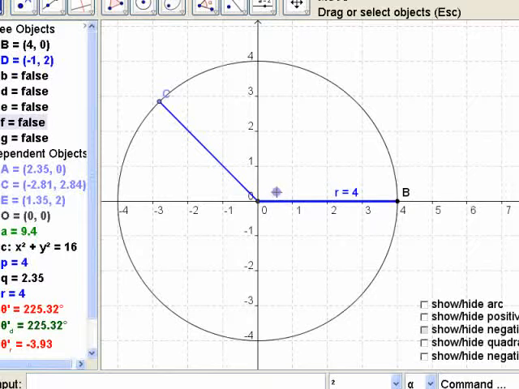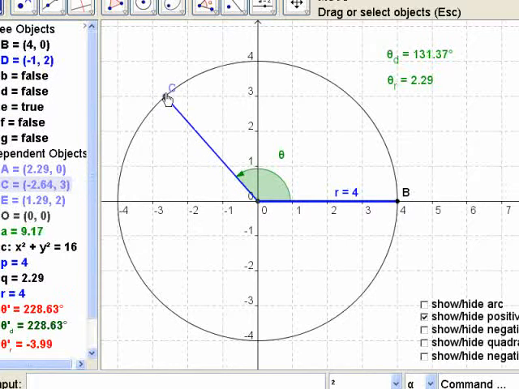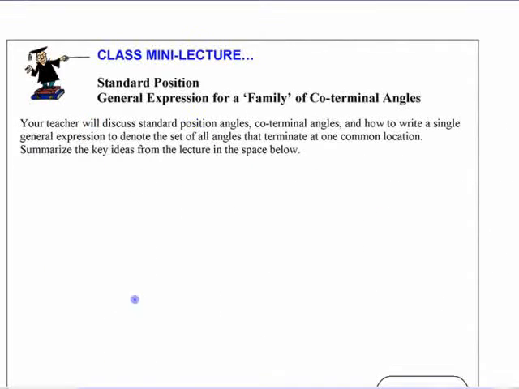We want to be able to, or we have to be able to, write an expression for all the angles that end there. Let's make it an easy number to work with first. Let's make it 130 degrees. So if you have an angle of 130 degrees, maybe draw that here. Okay, so this is 130. So there's one angle that could be.